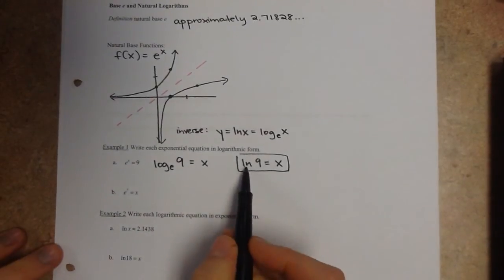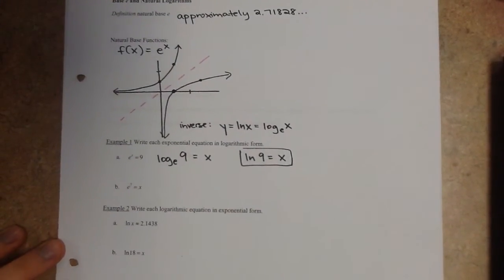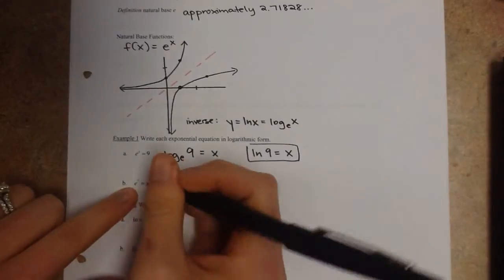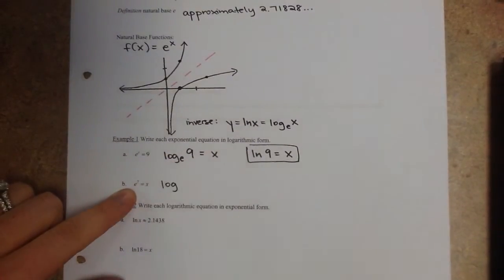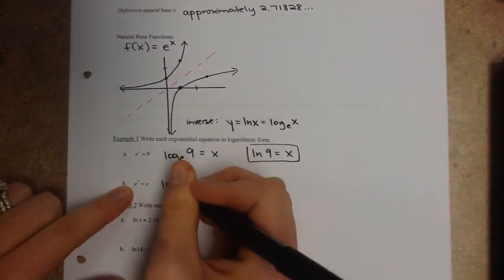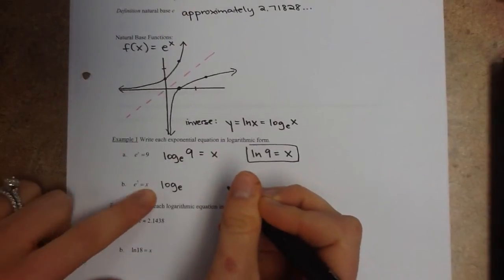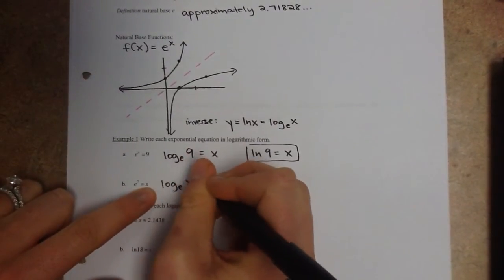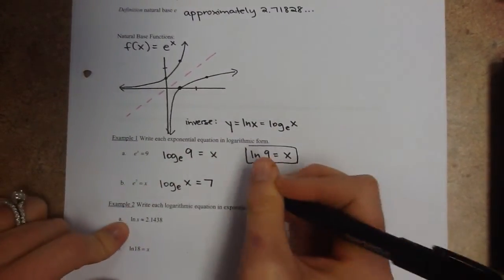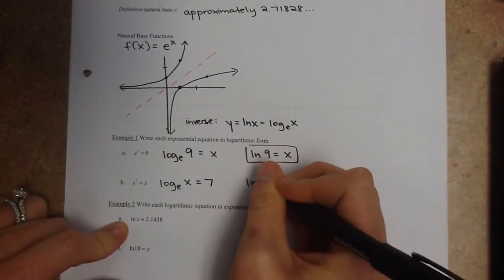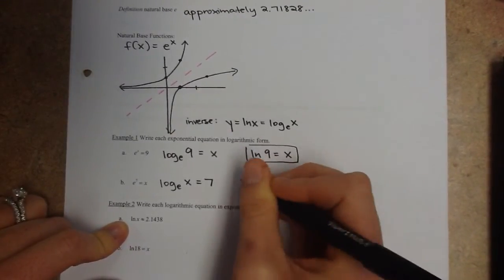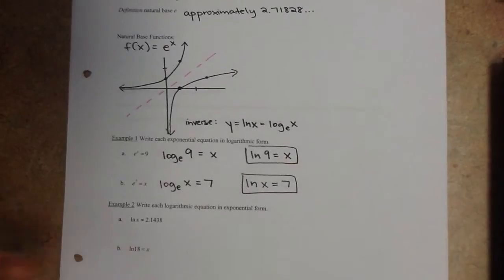So we've got a specific new way to write log base e. Okay, same thing with this one. When we're turning from exponential into log, we start with log base e of x equals 7. But again, we write natural log. So natural log of x equals 7. That's your answer for that one. Okay, so that's going back and forth between exponential form to logarithmic form.